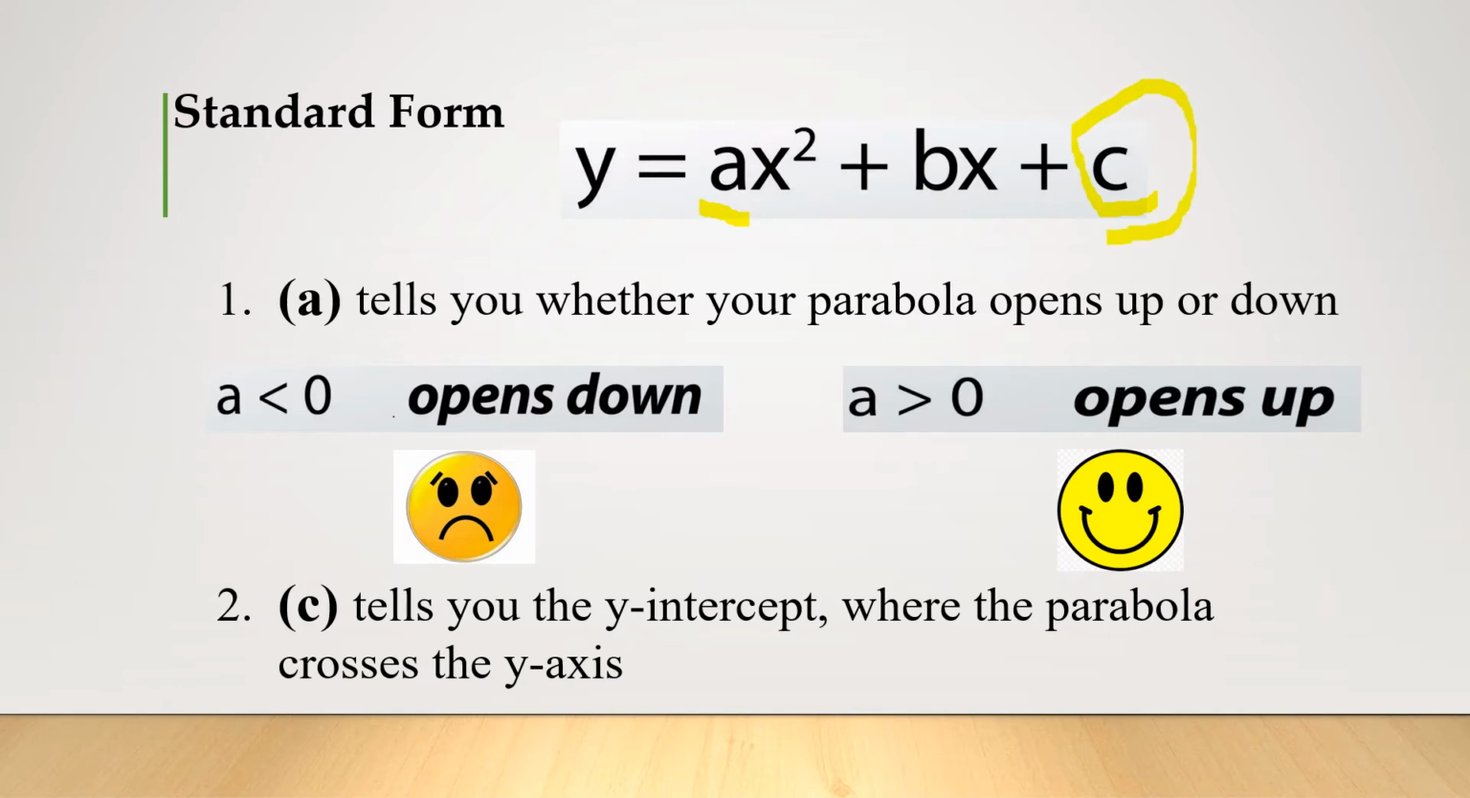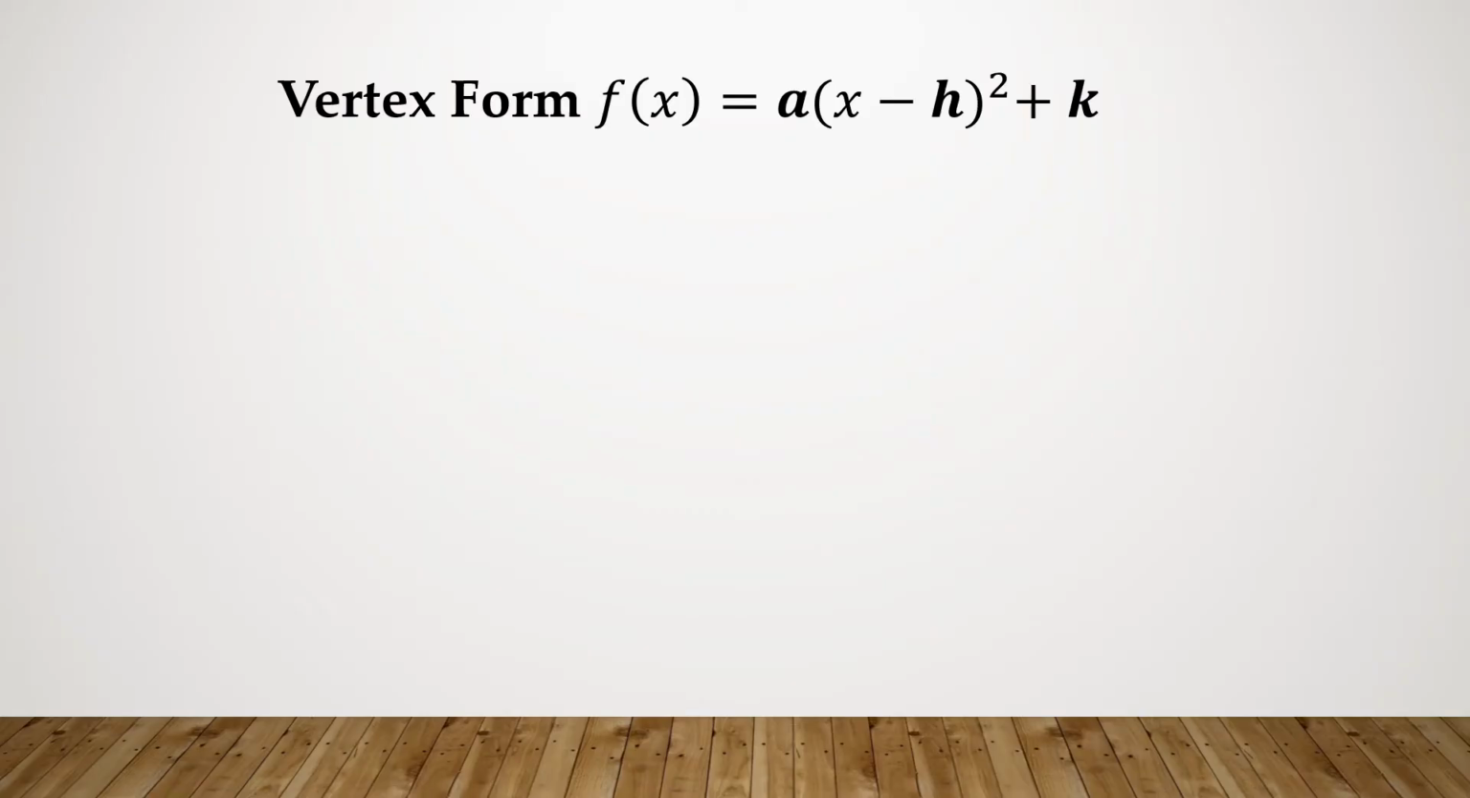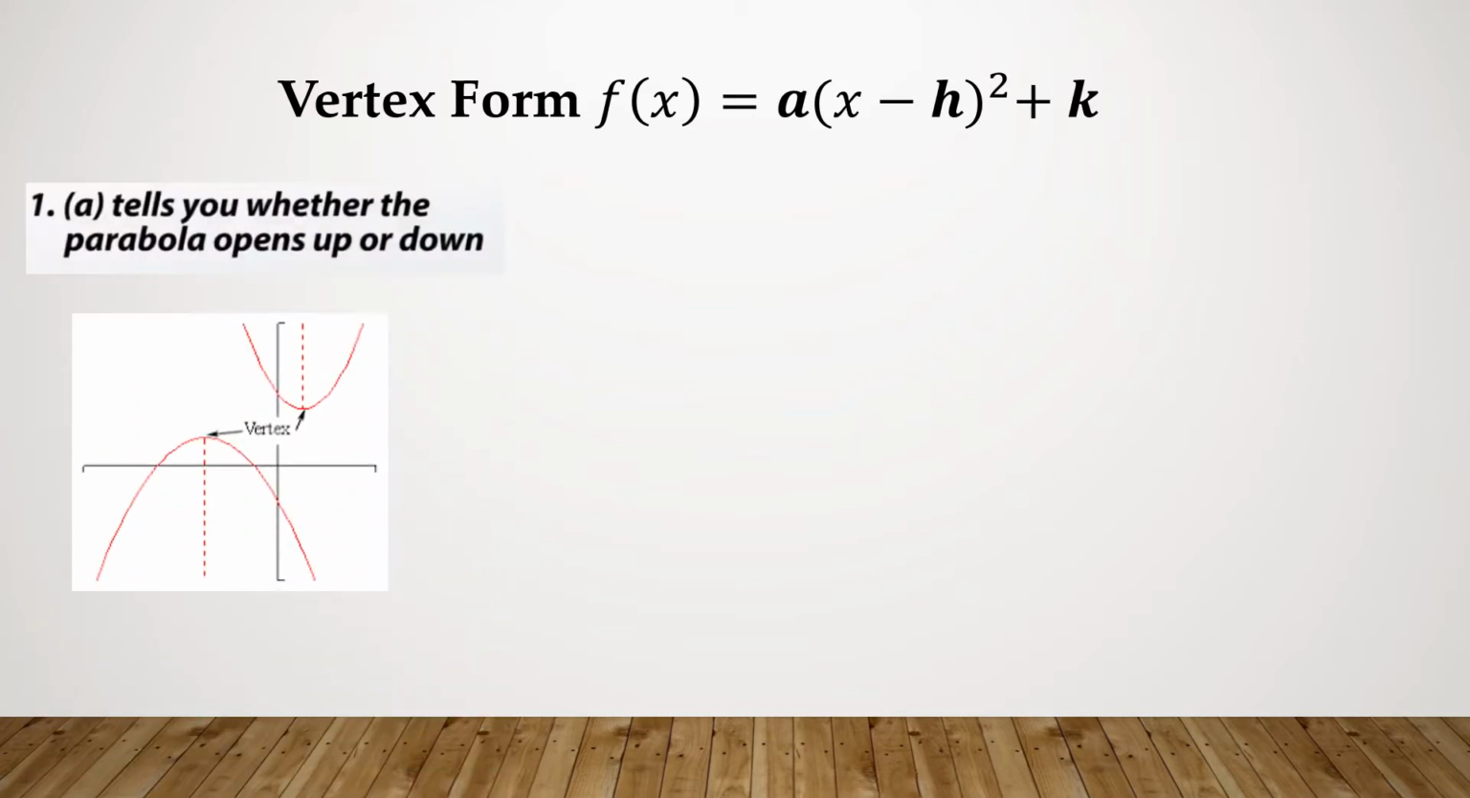The second thing that this equation tells us is that c, which is your constant term, that's the term without the variable, tells you the y-intercept, where the parabola crosses the y-axis. Remember, at the y-intercept, x is equal to 0. So when we look at vertex form, there are certain things that a, h, and k mean. So let's look at this form.